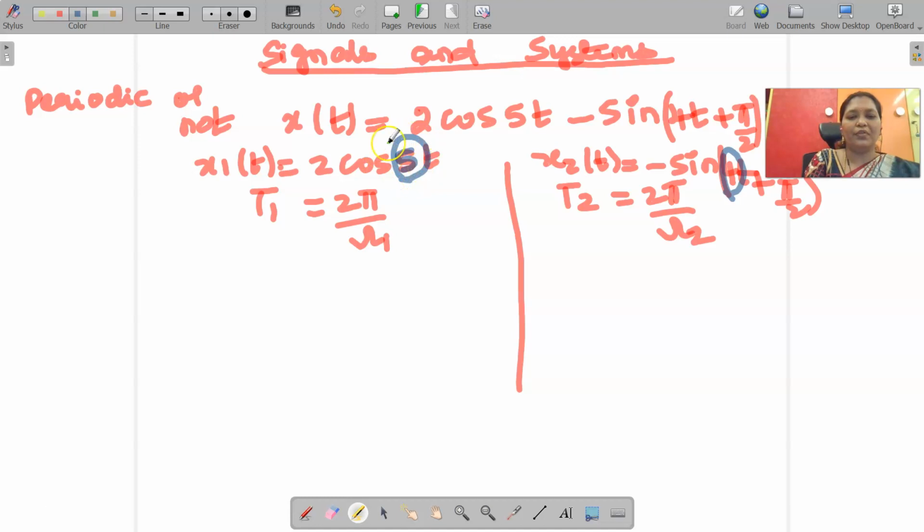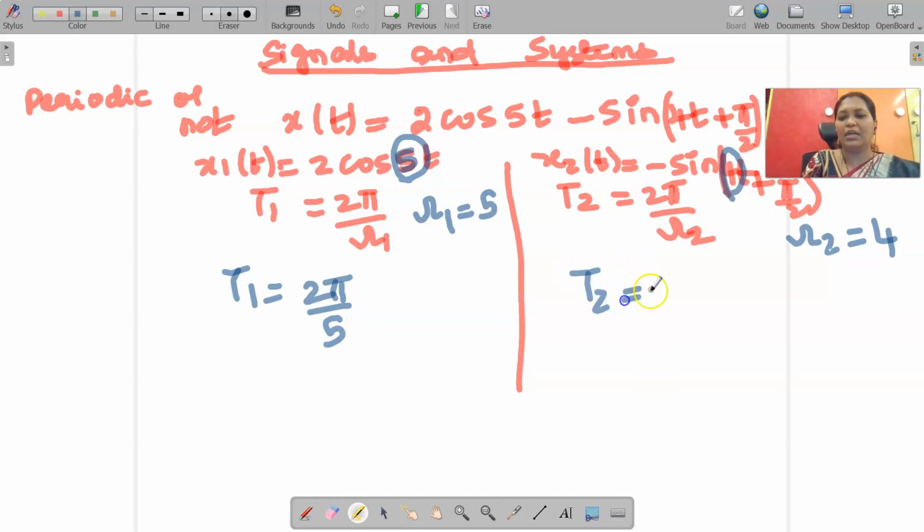So from the first term you can write omega 1 is nothing but 5 and omega 2 is nothing but 4. So T1 is nothing but 2 pi by 5 and T2 is nothing but 2 pi by 4.